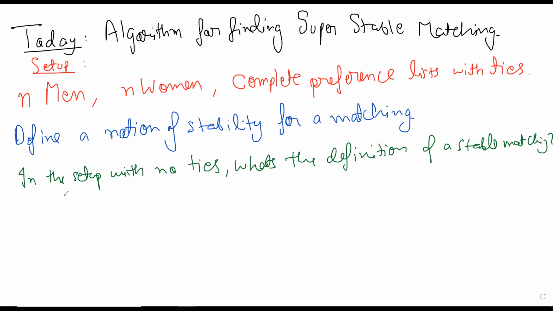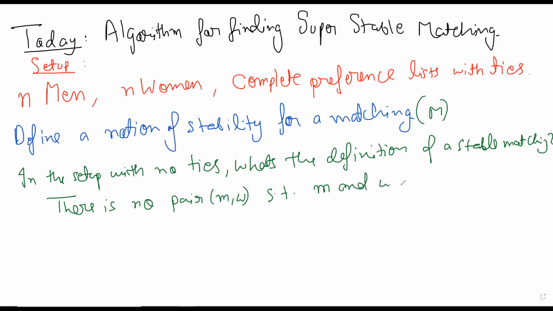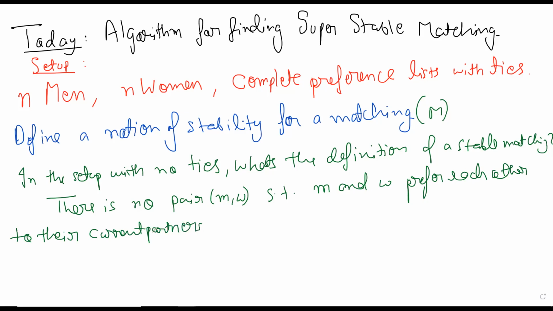We know this. In this situation, the definition is that there is no pair, no man and woman, no pair M comma W, such that M and W prefer each other to their current partners. Current partners means that in that matching.